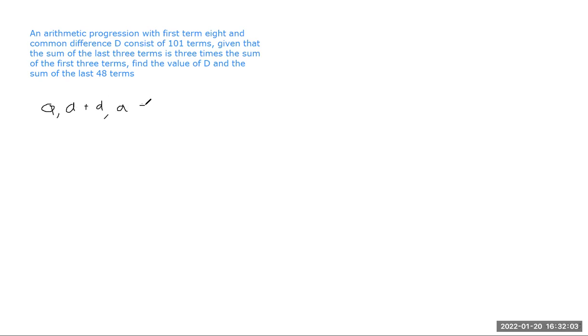And then what would be the last three terms? So you have 101 terms. Yeah, that's right, 98D. And they said the sum of the last three is how much times the first three?